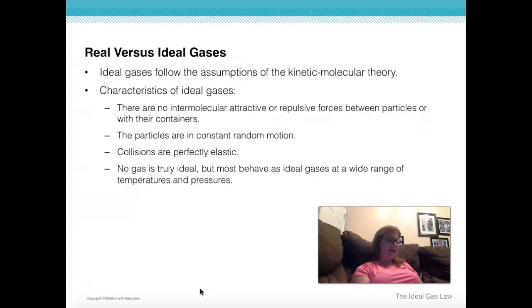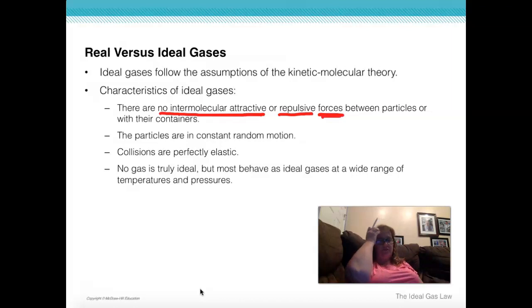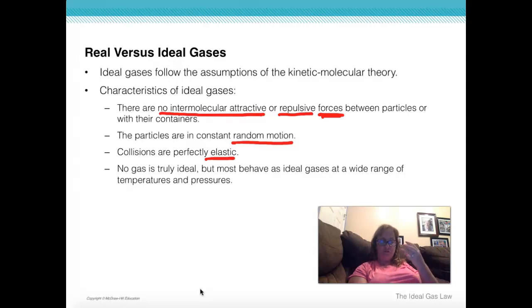Ideal gases have no intermolecular attractive or repulsive forces. So they're not attracted to one another and not repelled from one another. The particles are in constant random motion. Their collisions are perfectly elastic. If you remember from last chapter, that means no energy is lost when they collide. These are the three things that establish an ideal gas.